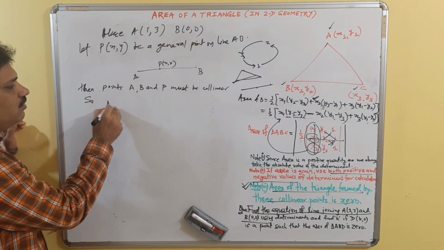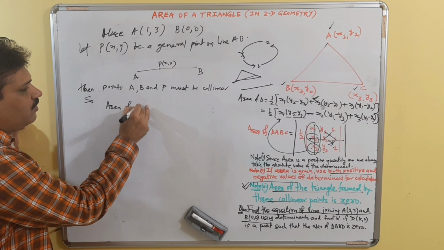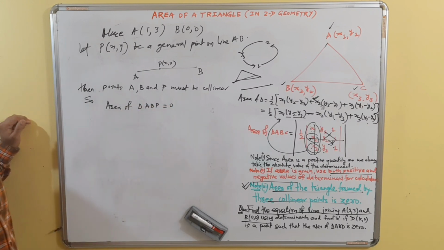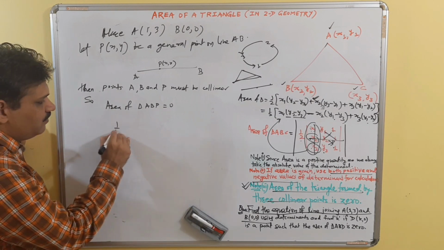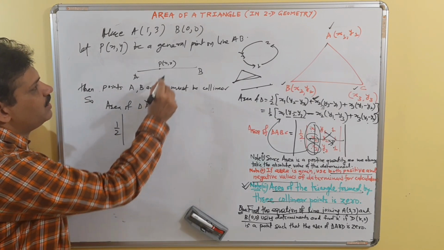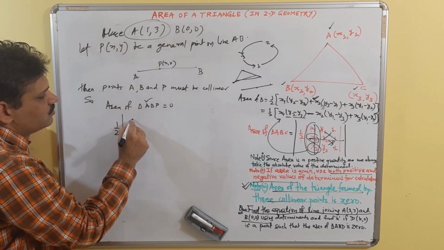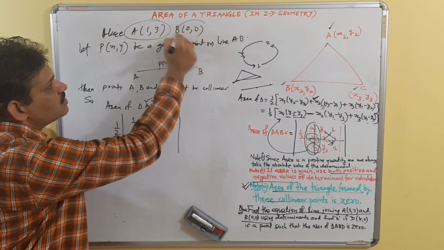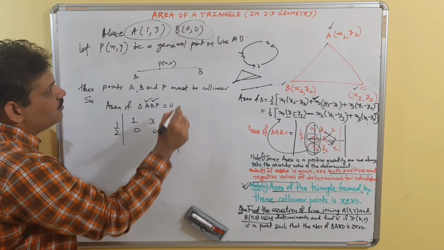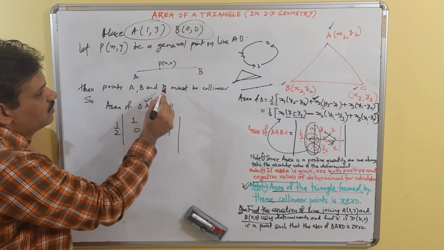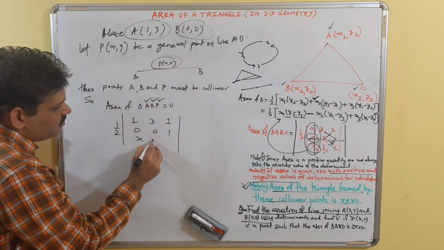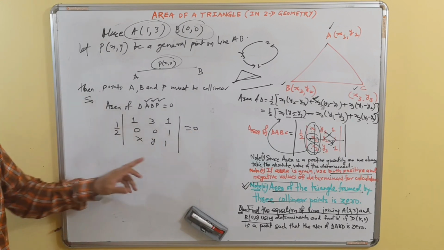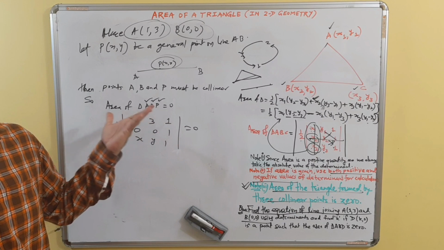So the area of triangle ABP is equal to 0. Now the area of triangle ABP is half the determinant. The point A is 1, 3, so 1, 3, 1. The second point is B, that is 0, 0, so 0, 0, 1. The third point is P, that is x, y, so x, y, 1. This must be 0, and this will give us the relation between x and y, that is the equation of the line AB.